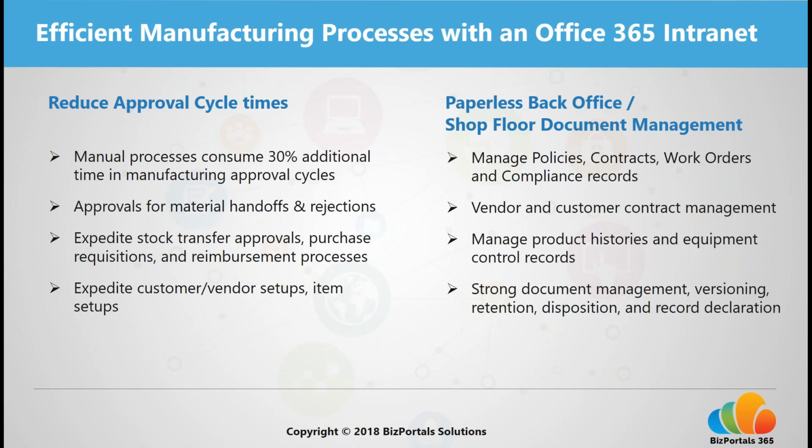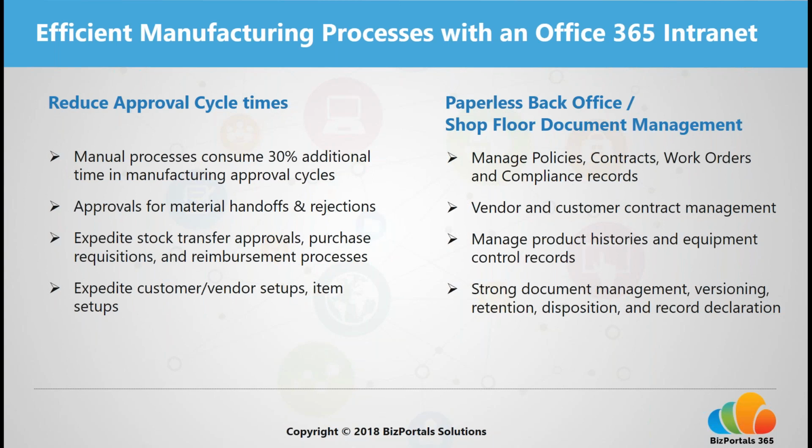So with that background, one of the key things is how do you reduce the approval cycle time? In a manufacturing environment, there are a lot of manual processes that consume probably 30 to 40% additional time in approval cycles, be it from formula approvals for process manufacturing industries or certain things on the discrete side. And then how do you really manage the approvals for material handoffs and rejections? Because during production or pre-production, there are certain processes in place. You need to get approvals. And if some material has to be rejected, it goes through an extensive approval cycle.